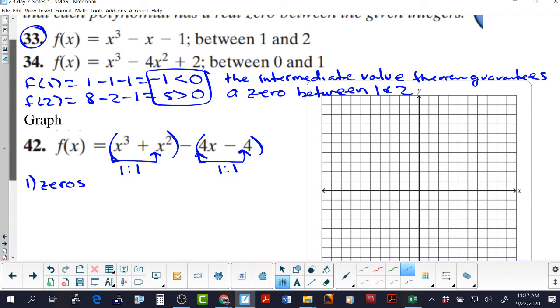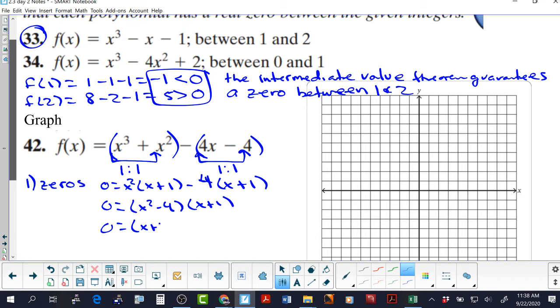We're going to find the zeros. The zero is x squared times x plus 1 minus 4 times x plus 1. We're taking out an x squared. 0 equals x squared minus 4, x plus 1. So this is x plus 2, x minus 2, and then x plus 1. So the zeros are plus or minus 2 and negative 1. So plus or minus 2, negative 1 is also a 0.